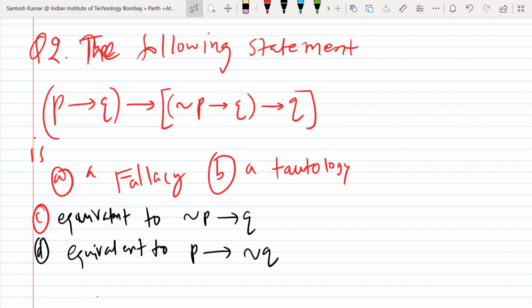Fallacy means its truth value will always be false in all cases of P and Q. Tautology means the truth value will always be true for all cases of P and Q. Always true means tautology, always false means fallacy. In the book we follow, they use the word contradiction. Same thing.